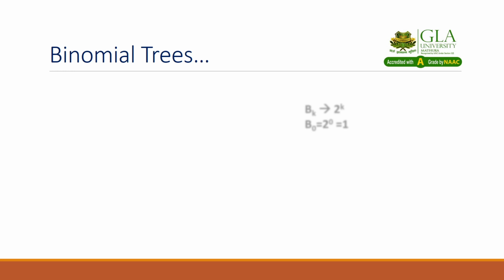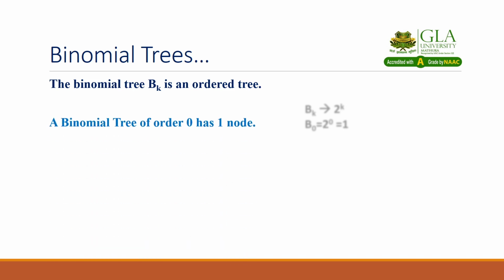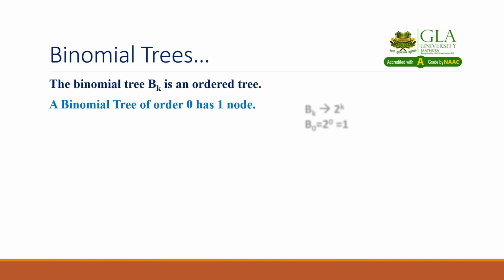what a binomial tree is. A binomial tree is an ordered tree. So what is the meaning of order? The order will be given to us. On the basis of order we will decide the number of nodes and then we will form the binomial tree. I am taking one simple example to understand the meaning of order. A binomial tree of order 0 has one node.